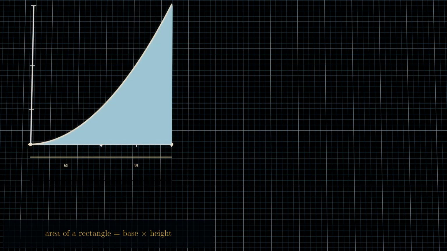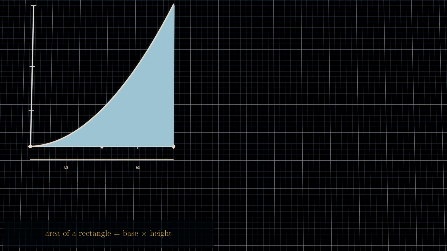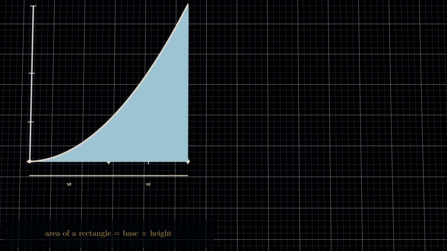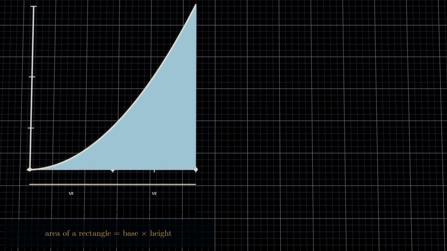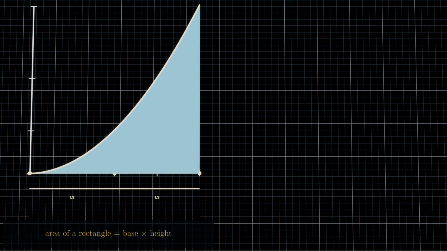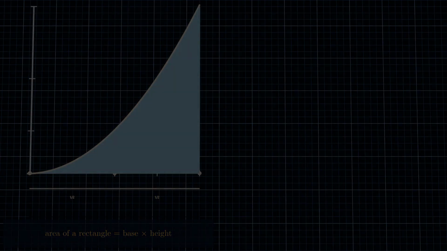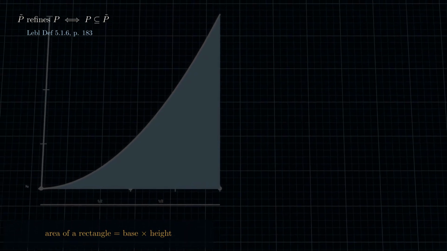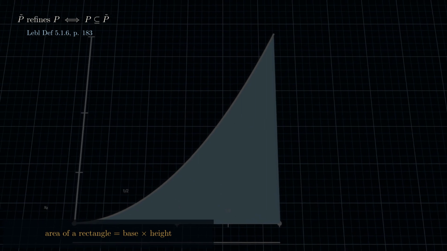We have the best underestimate and the best overestimate, and no idea whether they are close or even the right way round. So, cutting a partition finer must never make the trap worse. If that holds, any two partitions can be compared by cutting both finer. Throw extra points in, keeping every point you had. The new partition is a refinement of the old. That is our Lebl's definition. P tilde refines P if, as sets, P sits inside P tilde.